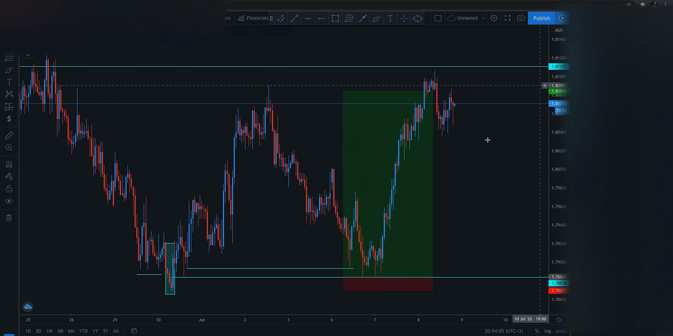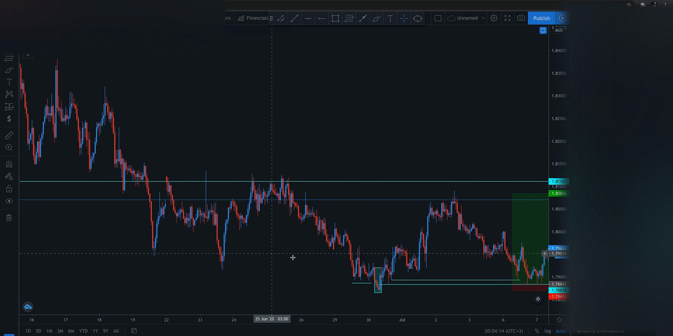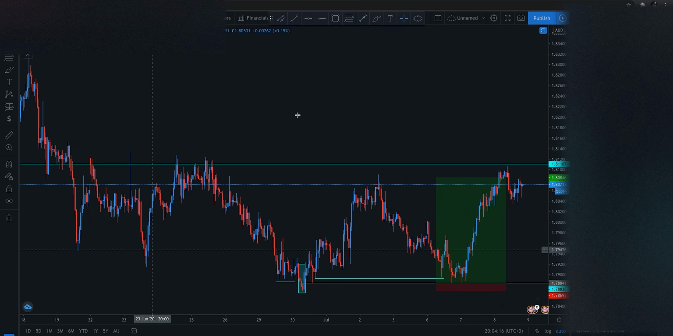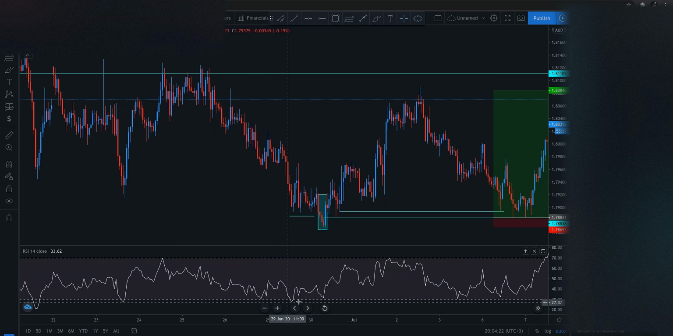Anyways, moving on to GBP/AUD, I was able to tell you guys last night actually to take this trade right here on GBP/AUD. So I saw that we were moving within a range for quite a while now, and I saw that the market was creating equal lows over here, and on the RSI we were in the oversold region.